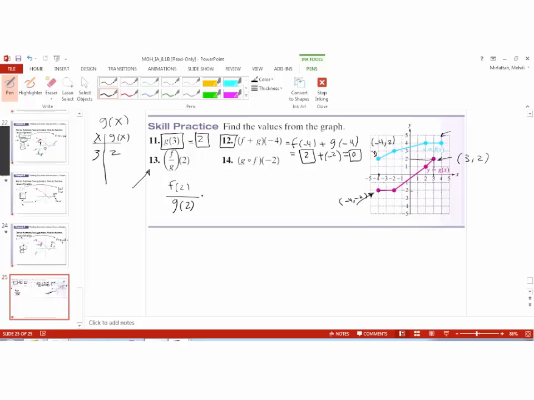So look at the f function. If x equal to 2, y is equal to 4. So that would be 4. Look at the g function. If x is equal to 2, y is equal to 1. This is the point that we're talking about. If x is equal to 2, y is equal to 1. So it's equal to 4.